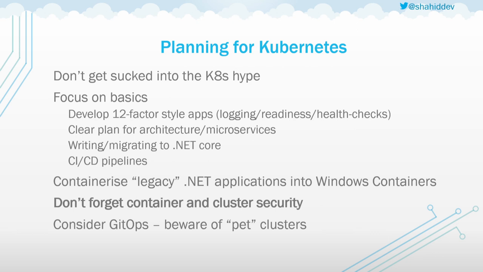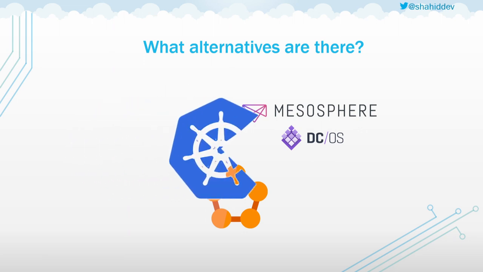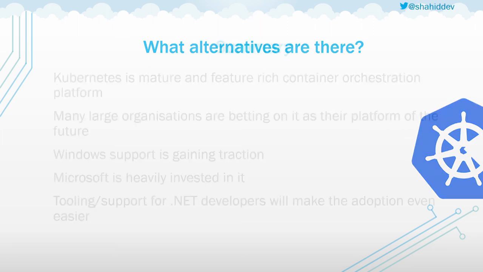So spent a lot of time talking about Kubernetes. What are the alternatives? Docker Swarm, Mesos has DC/OS, and Service Fabric can run containers. And when I first started giving this talk, it was worth discussing the alternatives. In reality now, Kubernetes has kind of eaten everything. It's the only real choice now.